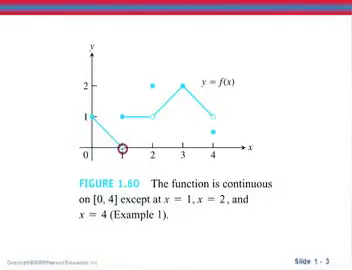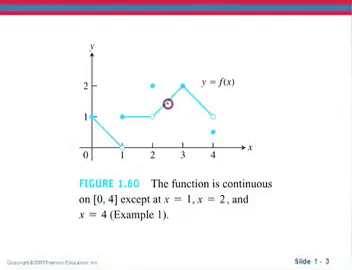However, let's look at 1. The limit as x approaches 1 from the left is 0 and from the right is 1. Since the left and right hand limits are not the same, this limit does not exist, so it is not continuous at 1. Now let's look at 2. The limit as x approaches 2 from the left and from the right are both 1. However, f of 2 is 2 and not 1, so it's also discontinuous at 2.